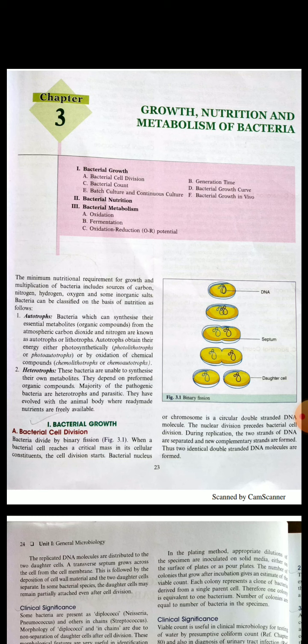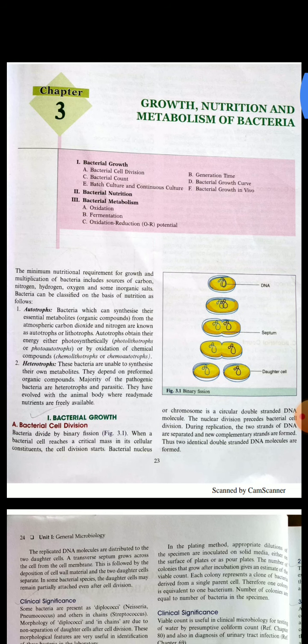Next, we have heterotrophs. These bacteria are unable to synthesize their own metabolites. They depend on preformed organic compounds. Majority of pathogenic bacteria are heterotrophs and parasitic. They have evolved with the animal body where readymade nutrients are freely available.